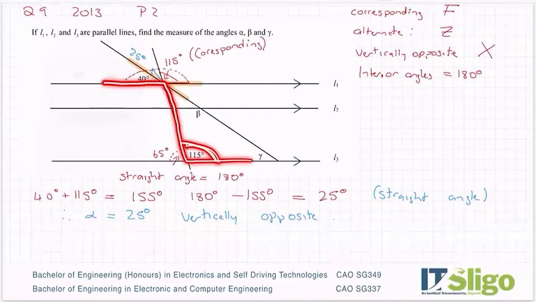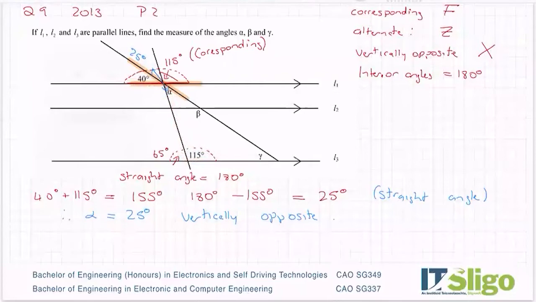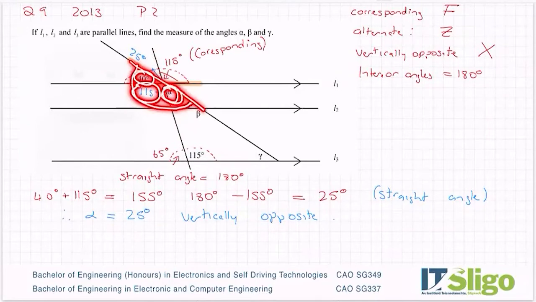Another way of doing it is to do alternate angles. So if this one's 115, that one's 115. Okay. So it's 115 under there. And you can do a straight angle here or here. Can you see that? You have 40 degrees, 115 degrees, and A or alpha, and you can see that's 25 degrees.